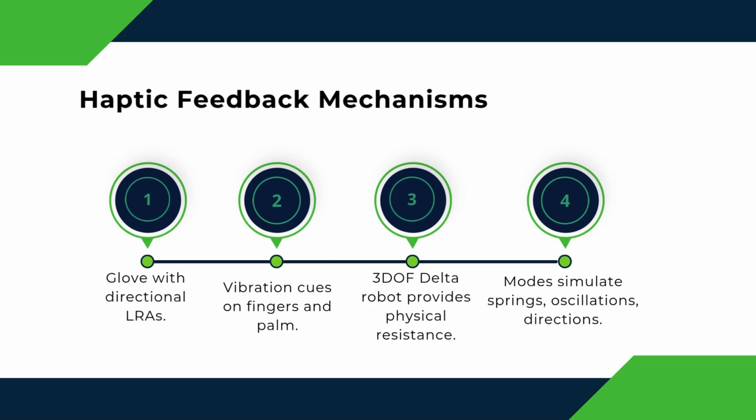But what haptic feedback options do we have? As mentioned earlier, we offer two haptic feedback modes, one through the delta robot and one through the glove. The glove has directional LRAs and vibration cues on fingers and palm. Also, we have the 3 degrees of freedom delta robot, which provides physical resistance. So with that, we can have modes that simulate springs, oscillations, and directions.